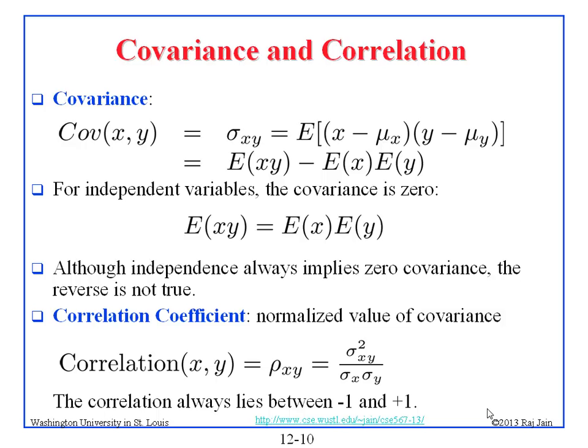And if you multiply these two, you would get basically expected value of xy minus expected value of x times expected value of y. So that is basically, this is mu x and this is mu y. So this is expected value of xy minus mu x mu y.